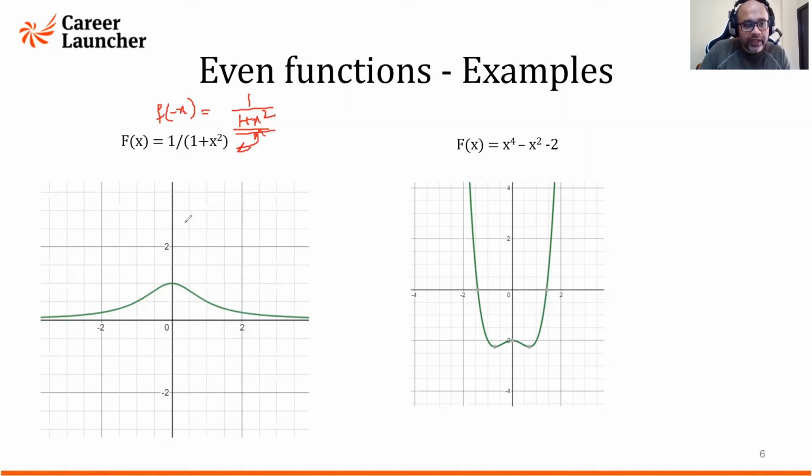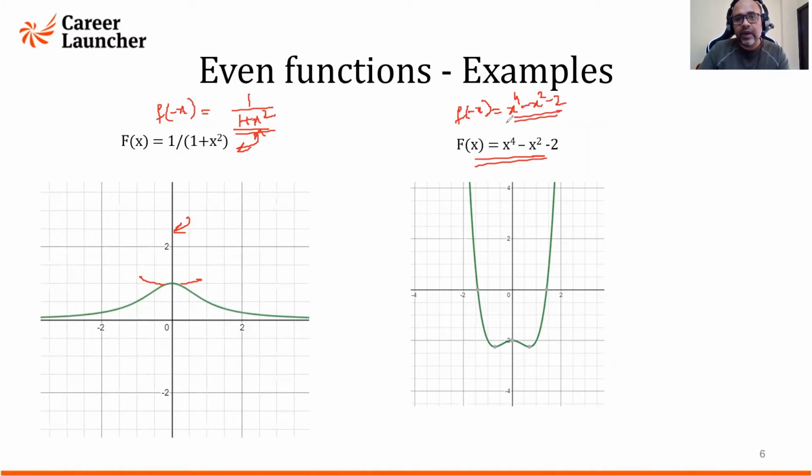So we can see that the y-axis is the plane of symmetry, or it is called a mirror. The right side and the left side are exactly symmetrical. Same for this function. If you want to find f of minus x, you will again get x power 4 plus x square minus 2. Sorry, minus x square minus 2.